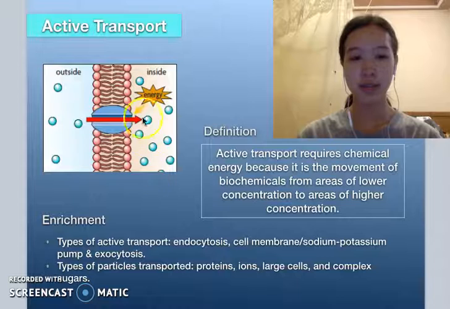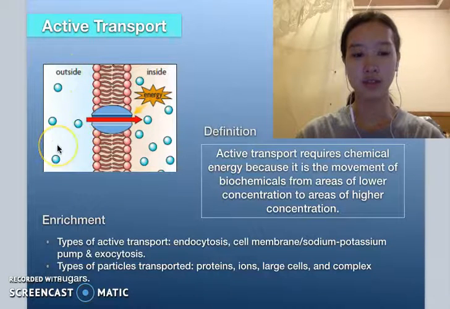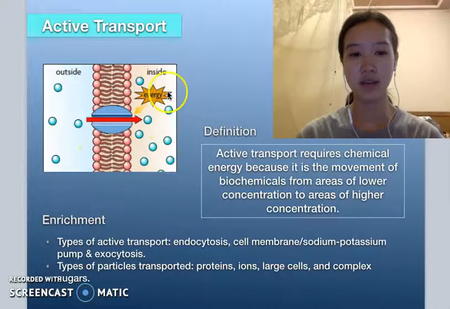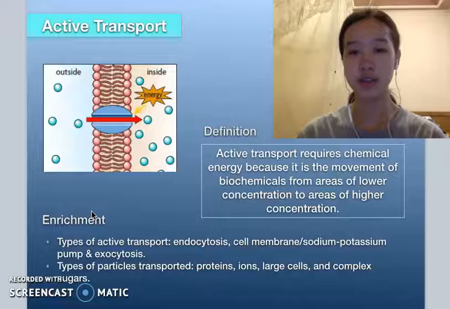So in the diagram here, we can see that the concentration of the molecules outside the cell is lower than the concentration of molecules inside the cell. And because it is moving from a low concentration to high concentration, it requires cellular energy to transport those molecules.